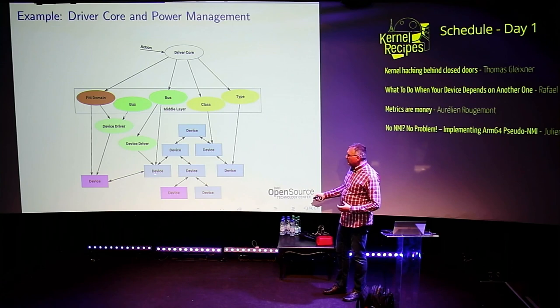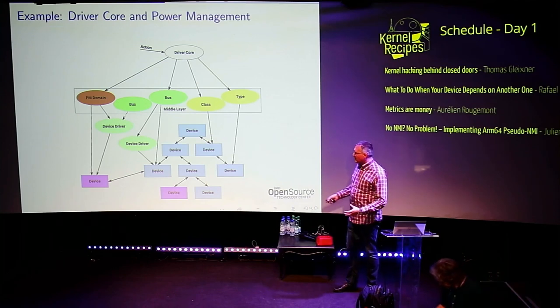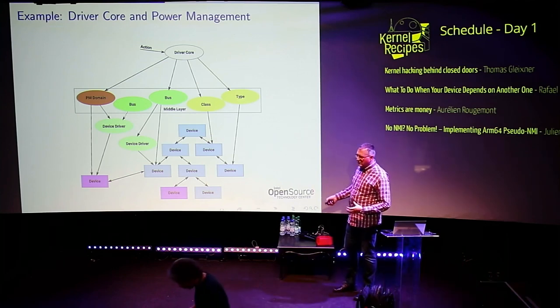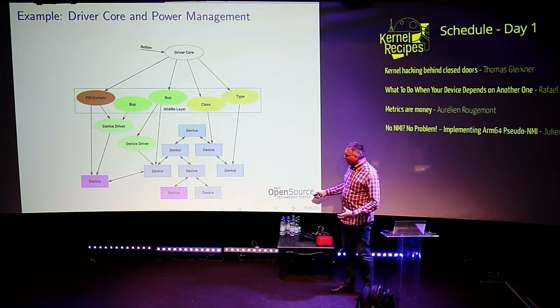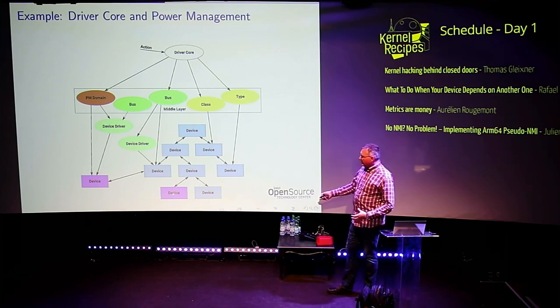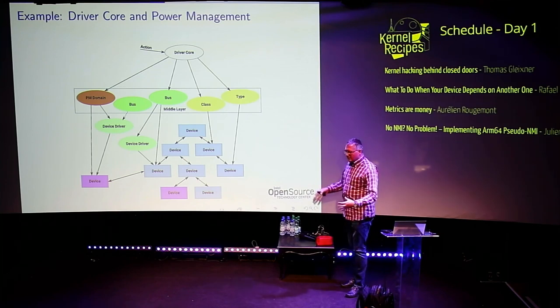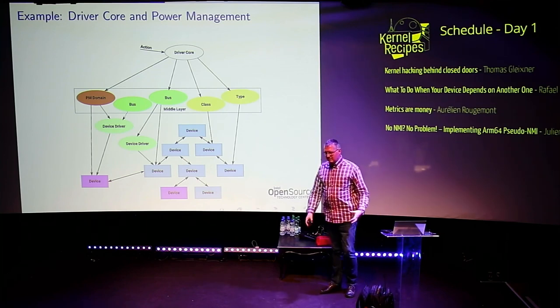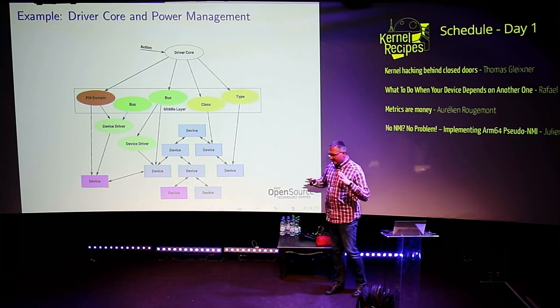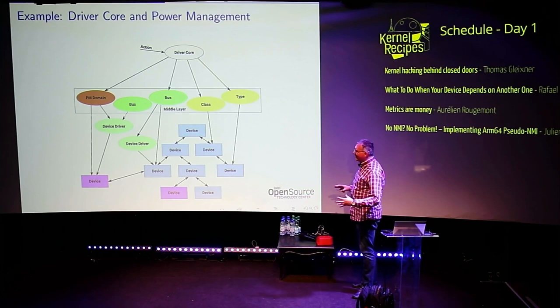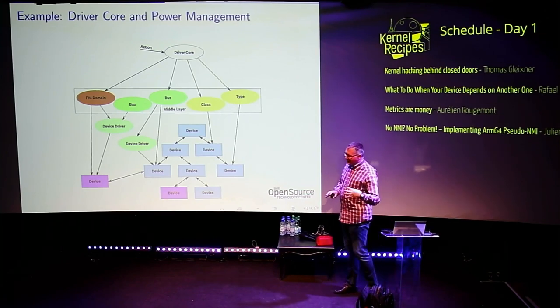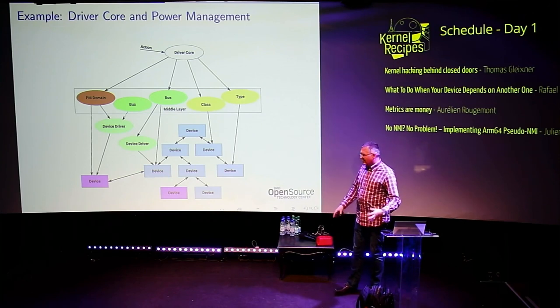Right, now, so what if there is a dependency between the purple devices in this graph? There is no parent-child relationship between them. But what if there is a dependency such that this device has to be resumed before that device, and that device has to be suspended before this device? There is no way in which the original driver core can deal with this dependency. It doesn't even have a way to actually make a record of that dependency. There was no way to do that.